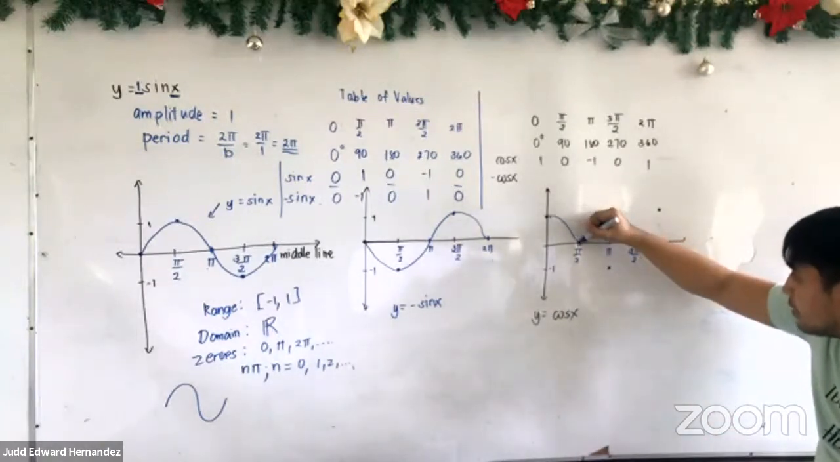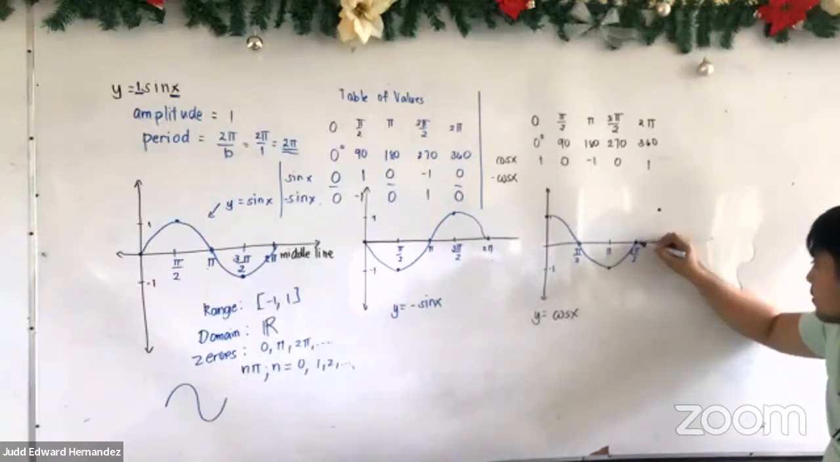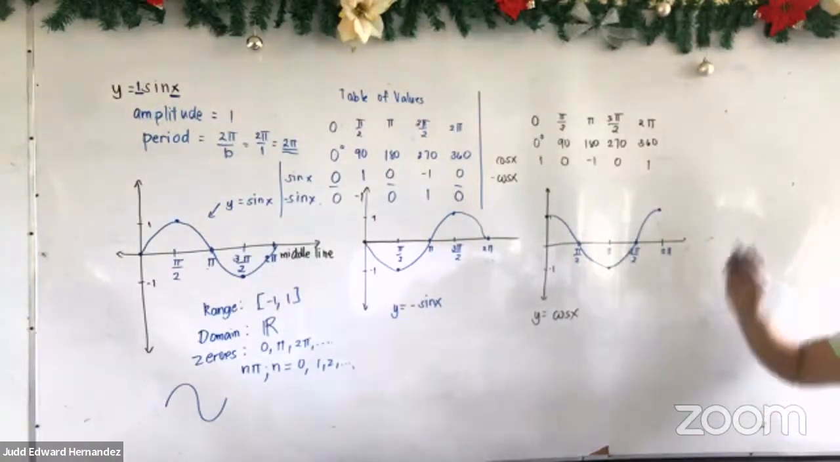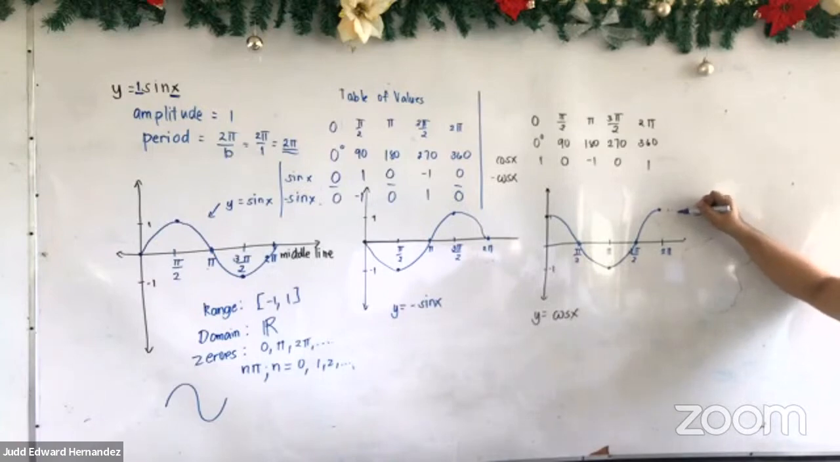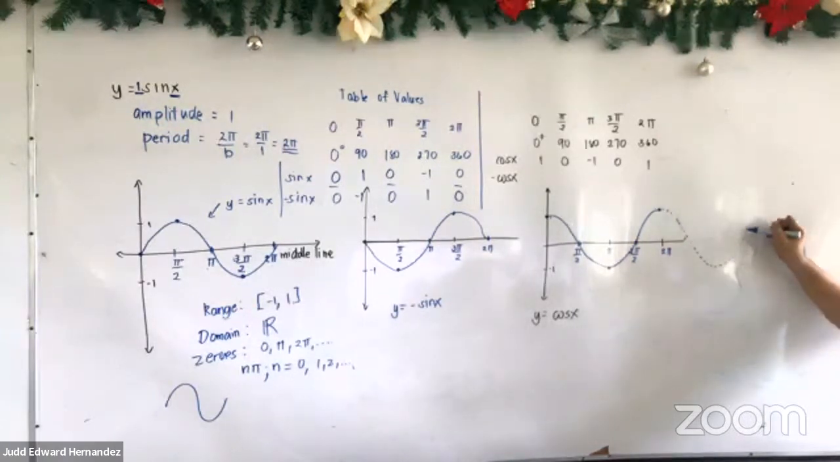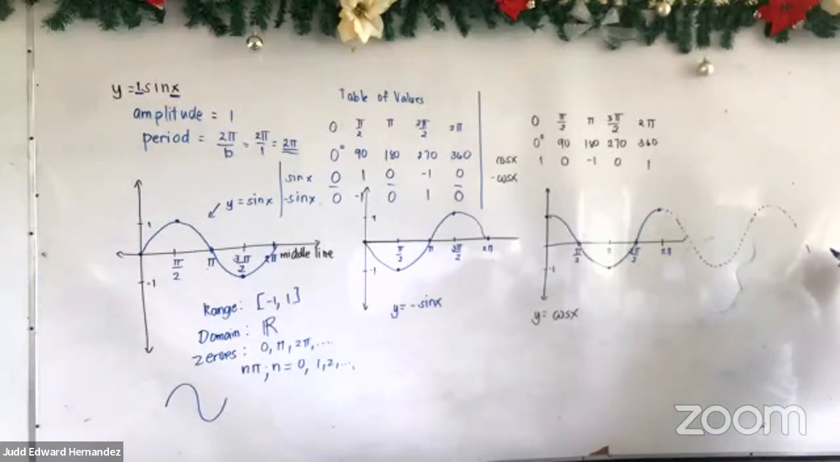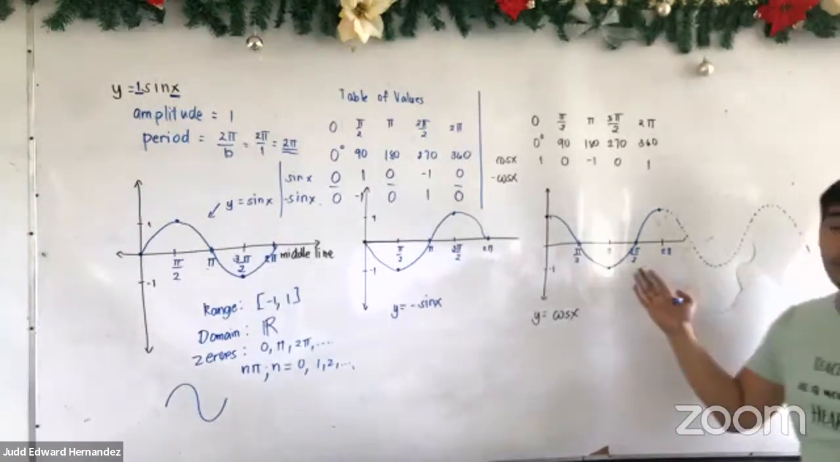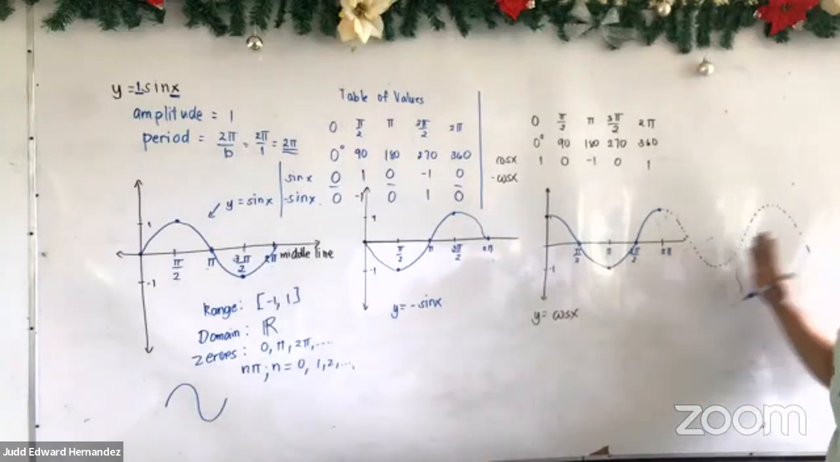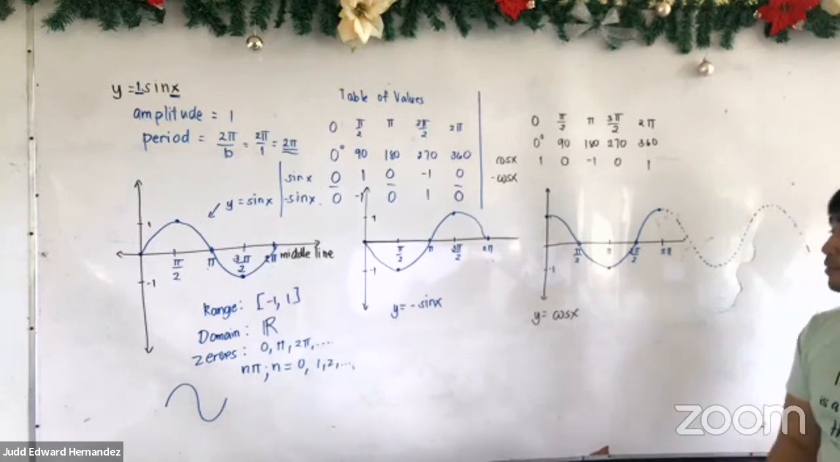Graph na natin. Therefore, this is the graph of y is equal to cosine x. Okay. So, kung ipagpapatuloy mo yan, okay lang naman. Pwede mo ipagpatuloy. Wala pong masama. So, magiging ganyan po siya. Magiging wave na siya. Ganyan po yung magiging itsura na kung ipagpapatuloy mo dun sa dulo ng period po na yan.